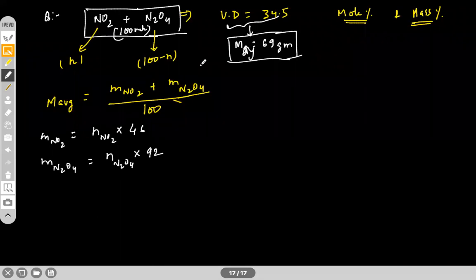Now mass percentage, if you have to find out, it's the same thing we'll do for mass. You'll assume the total mass is 100. Out of 100, m is NO2, so 100 minus m is N2O4. Then again you use the same formula and get the answer.